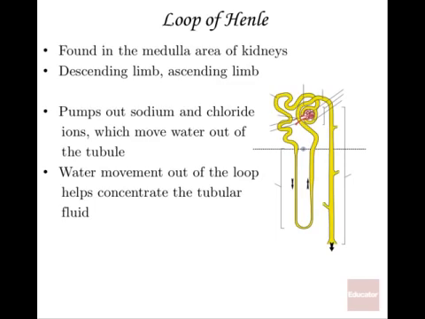And so what's going on here? Well, you actually have active transport occurring in this section. Earlier, I mentioned how diffusion and osmosis would drive reabsorption here. That's a passive process, but active transport actually can occur here. You're going to pump out some sodium and chloride ions, which is going to move water out of the tubule and start to make urine more concentrated. You don't want to let go of too much water in your urine. And water movement out of that loop helps concentrate the tubular fluid as the fluid moves through here.